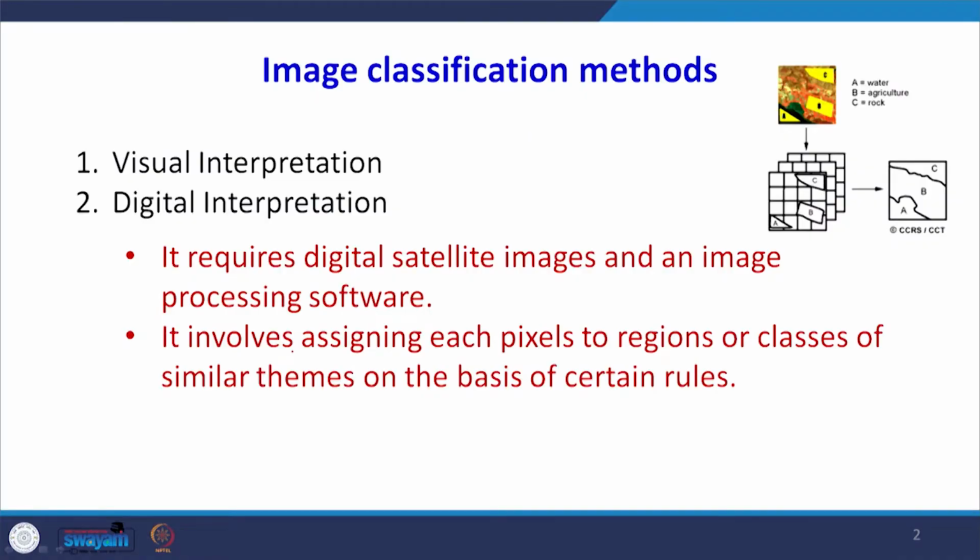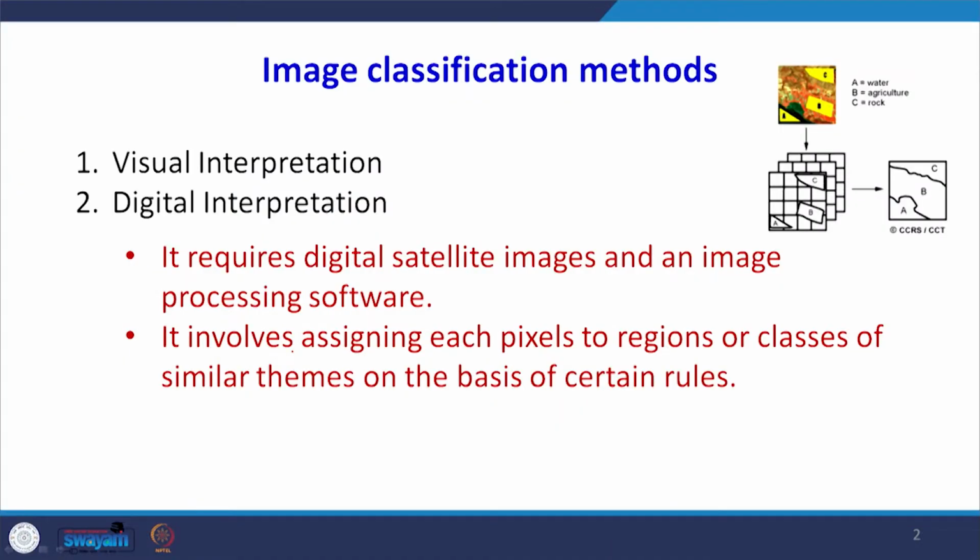So let's begin. In the image classification method, we know that there are two broad methods. One is the visual interpretation method, another is the digital interpretation method. You have already learned how to carry out visual interpretation from the satellite image. Now in the digital interpretation method, what you need is a digital image and some kind of software, or you have to develop your own routine in order to carry out the classification of the data.